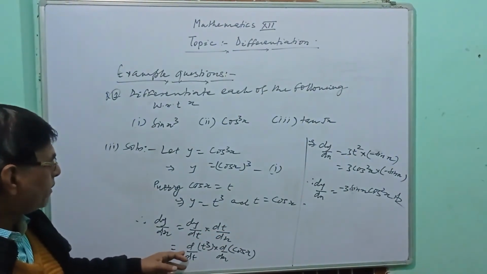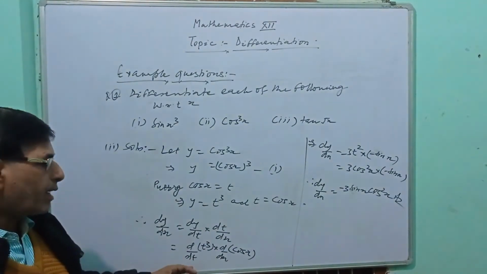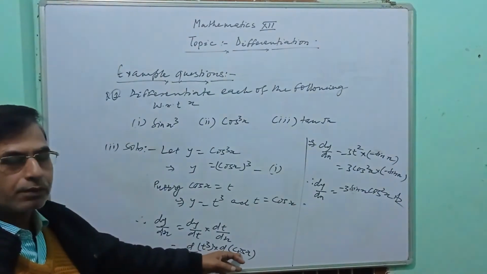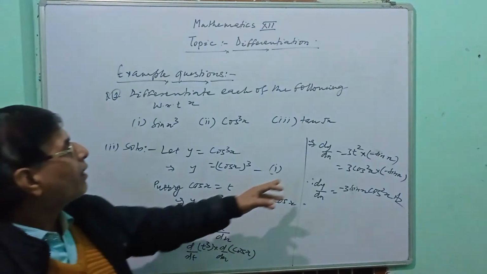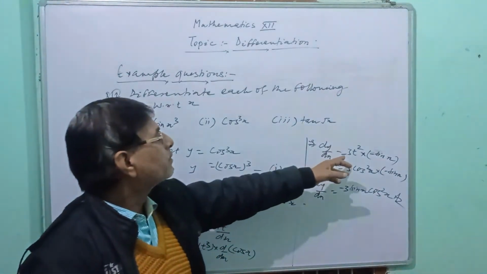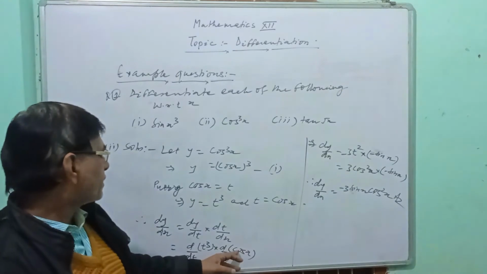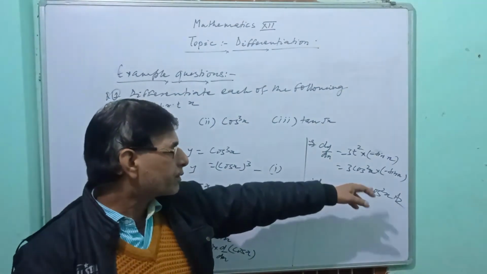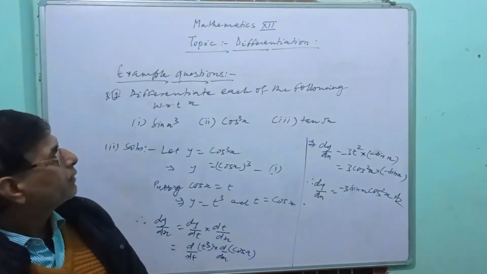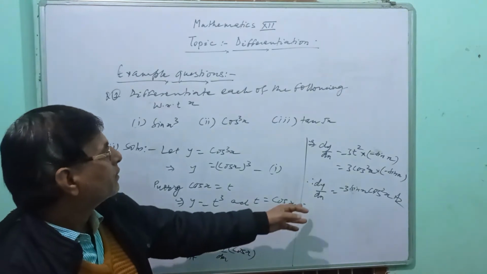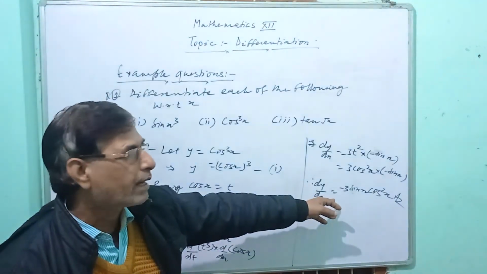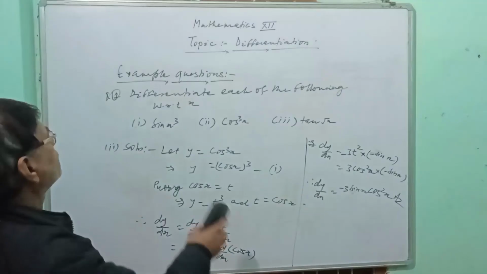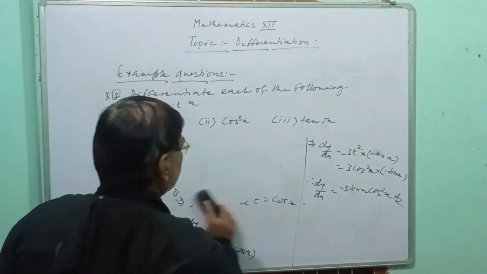In this manner we proceed again, and this is equal to d by dt of t cube into d by dx of cos x. Differential of t cube becomes equal to 3t square and differentiation of cos x is equal to minus sin x, which is equal to 3 cos square x into minus sin x. Therefore dy by dx is equal to minus 3 sin x cos square x. This is the solution. Now the third question.